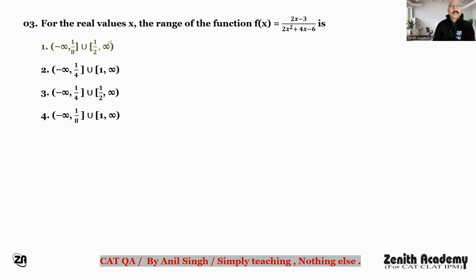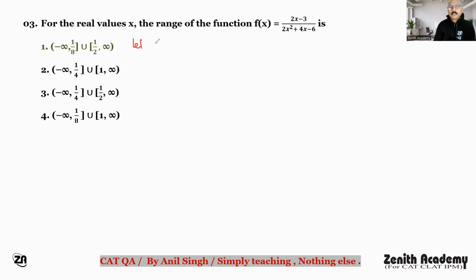Now the next question is, for the real values of x, the range of the function f(x) is equal to (2x minus 3) by (2x square plus 4x minus 6). This is our question. The range of this function is to be found out. Okay. So let us take this function of x is equal to y.